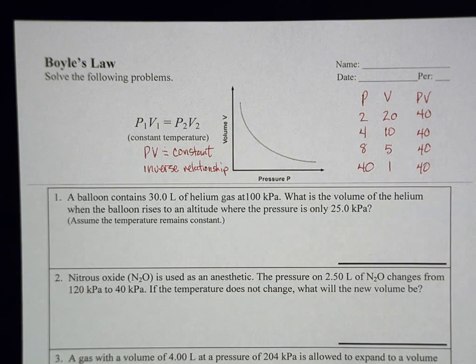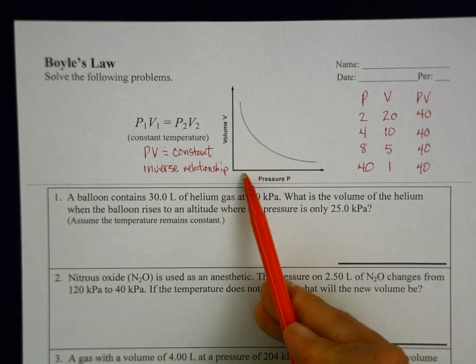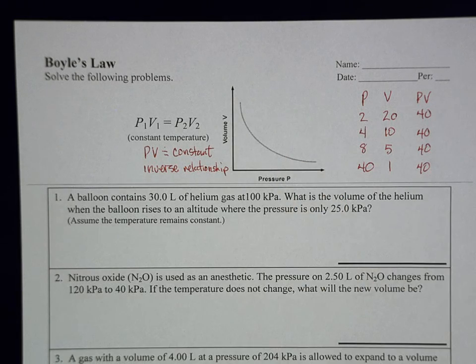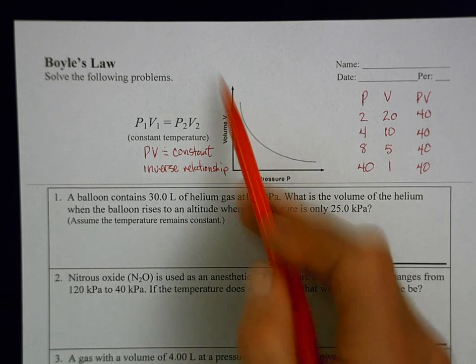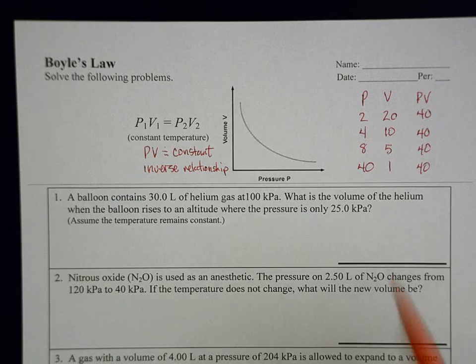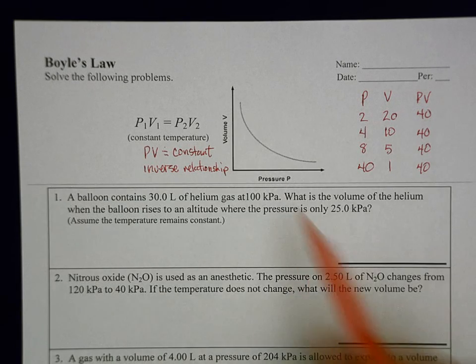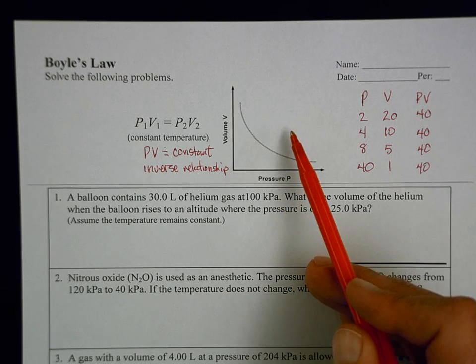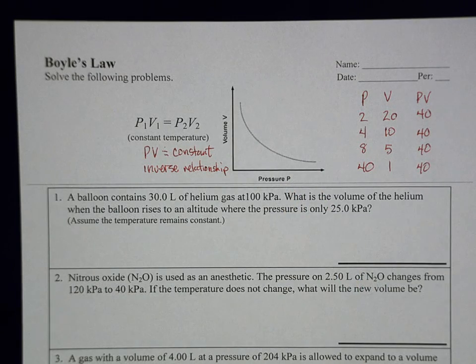And that's what our graph shows. As the pressure increased, the volume came down. And so it makes this kind of curve at a constant temperature. If I had a slightly higher temperature, I would get a curve like this, but it would be shifted a little bit because it would be at a different temperature. But they would all have that kind of shape to them.